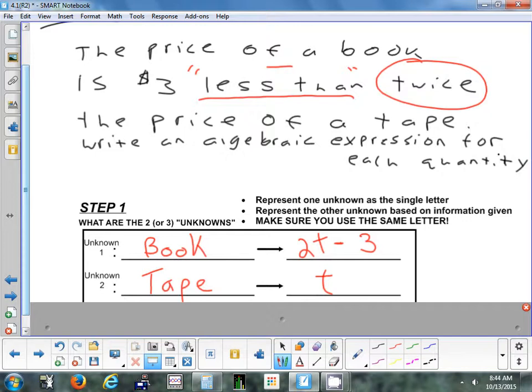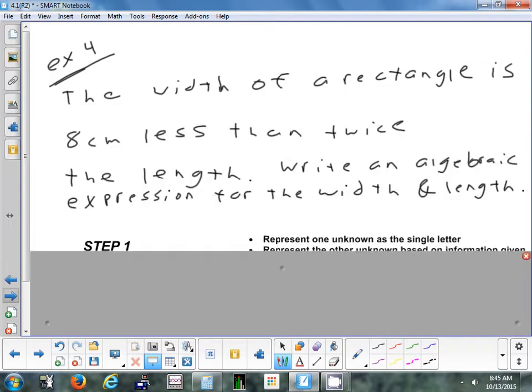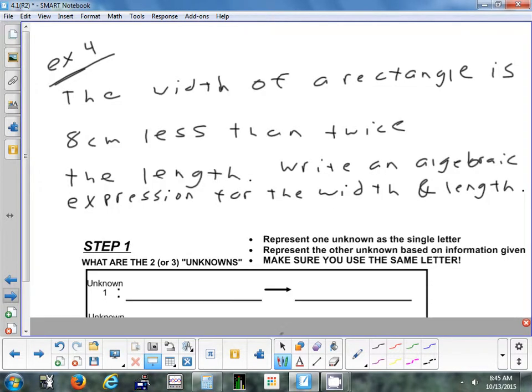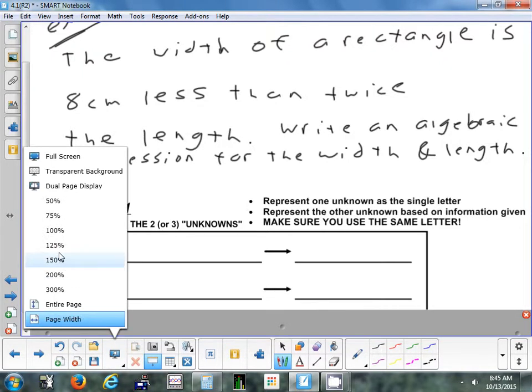All right? So you want me to do one more? I'll do one more, then when I'm done I can pass out that second sheet. All right? I'll do one more with you guys. Do people feel like maybe looking at this problem? Let me read it through to you guys. The width of a rectangle is 8 centimeters less than twice the length. Write an algebraic expression for the width and the length. Take 10 seconds, and I want you to write down the 2 unknowns. We'll work through this together.